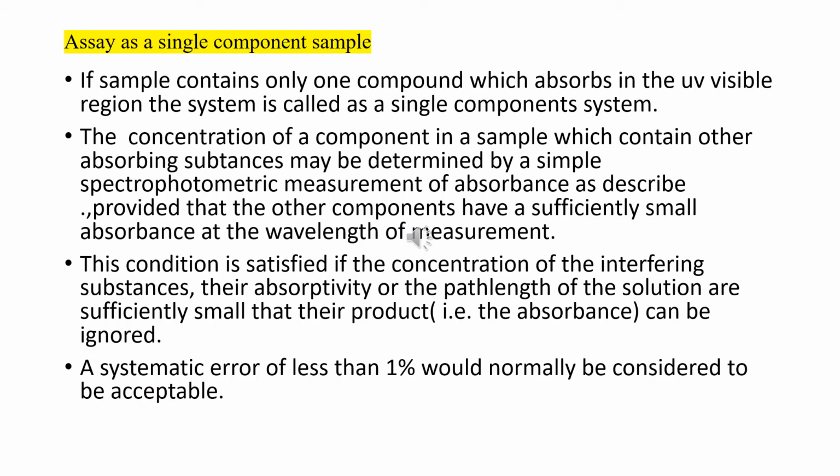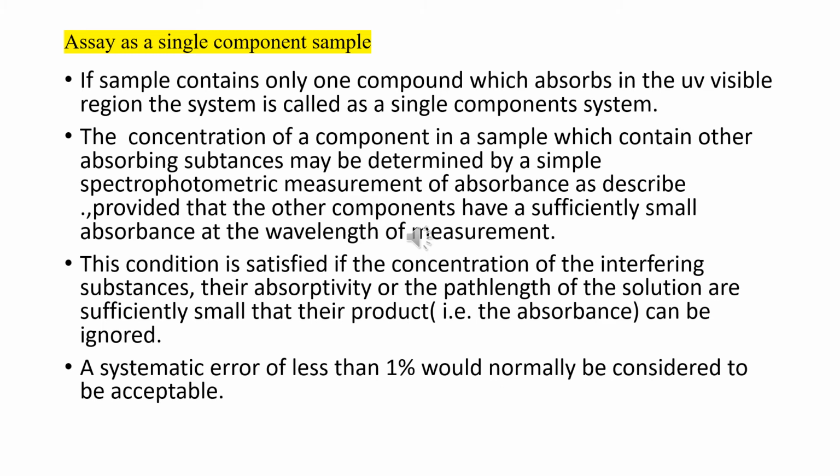Assay as a single component sample. If sample contains only one compound which absorbs in UV visible region, the system is called a single component system. Concentration of component in a sample which contains other absorbing substances may be determined by a simple spectrophotometric measurement of absorbance as described, provided that other components have sufficiently small absorbance at a wavelength of measurement.